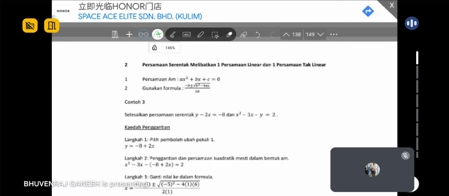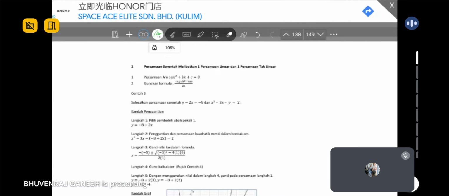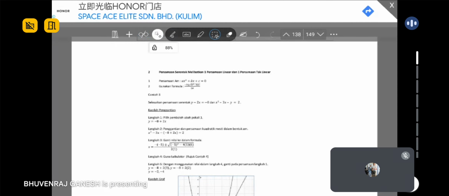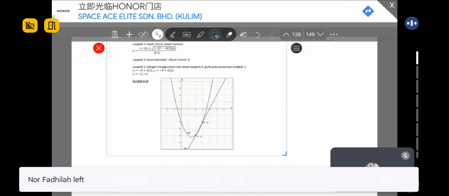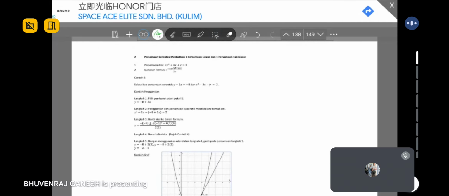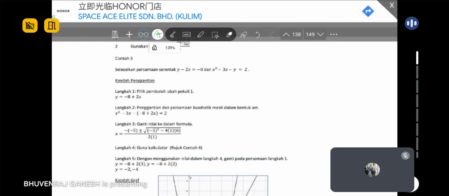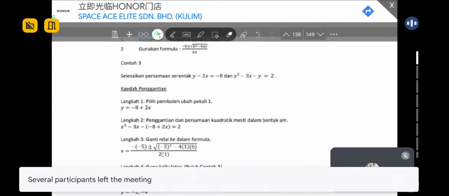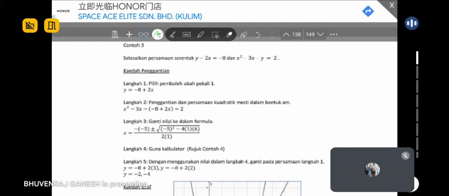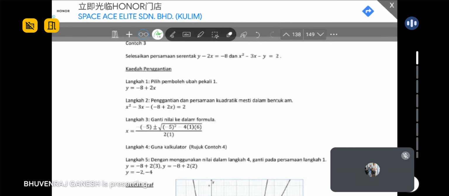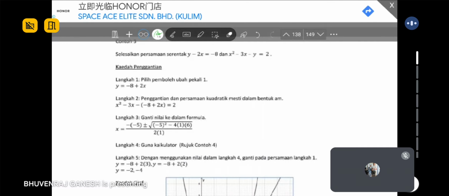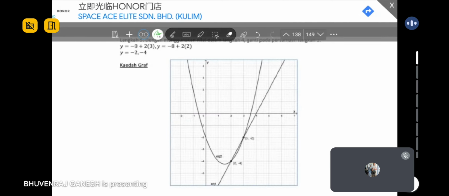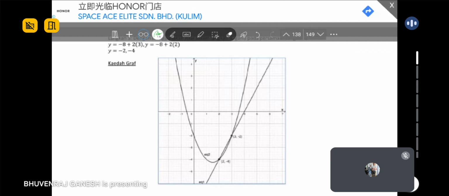Alright, so now we go to the one linear equation and one non-linear. Okay, so how to do this? Okay, so first of all, you must know some important formula. Okay, like your quadratic formula. Okay, rumus kuadratik sangat berguna kat sini. Okay, because you will need to use it to solve the simultaneous equation. Okay, untuk menyelesaikan persamaan serentak. Alright, so just remember the formula.